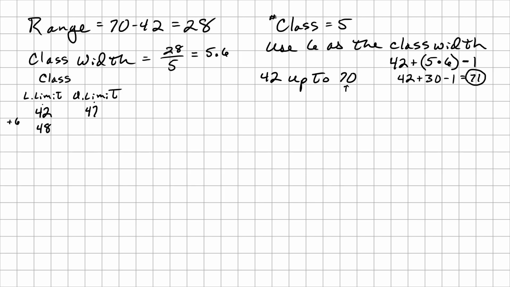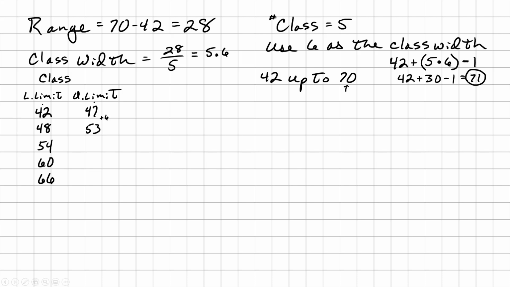We're going to take the lower limit of the first class, add 6 to it to get the lower limit of the second class, and then subtract 1 to get the 47. Then it's a matter of just adding the class width to each of these new limits. So I can add 6 to this one, and I'll have 53. I can add 6 to 48, and I'll end up with 54. Then the next one will be 60, and then the next one will be 66.